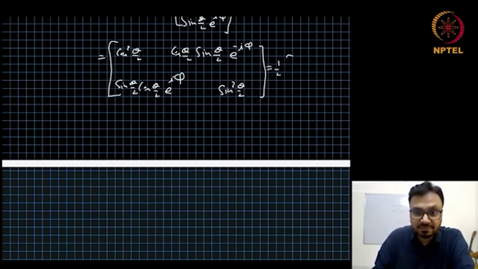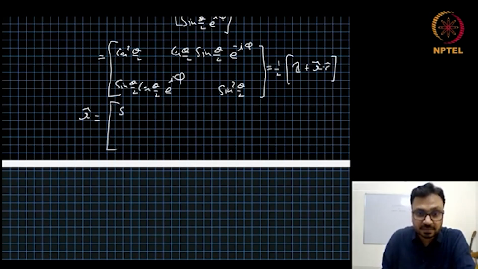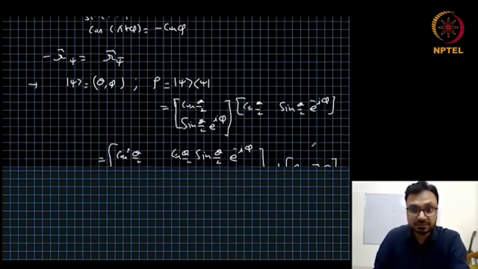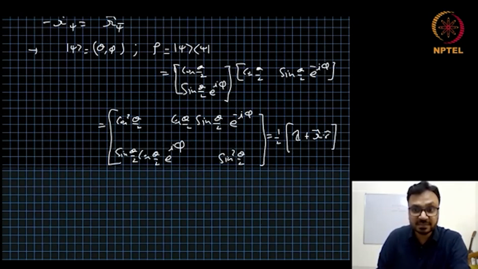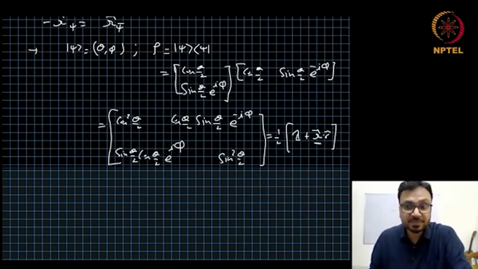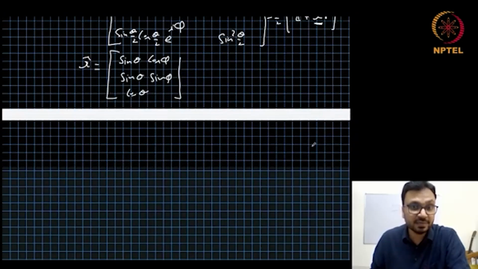And if we compare it with half times identity plus r dot sigma, it turns out that the r vector is nothing but sine theta cos phi, sine theta sine phi, and cos theta. That is the Bloch vector corresponding to the state psi. That should be obvious because we have already established that this r vector is the vector of expectation values of sigmas, and that is the Bloch vector. So this vector in the density matrix decomposition is the Bloch vector R we are interested in.